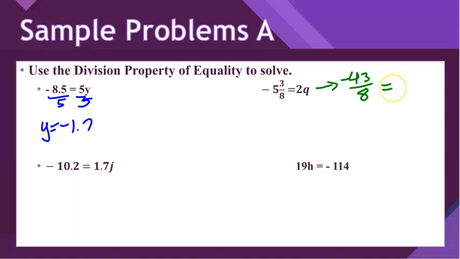And this is going to equal 2q, and I'm going to make this 2q over 1. The opposite of multiplying by 2 is dividing by 2. And if I'm dividing by 2, what I'm really doing is multiplying by 1/2. So if I multiply the other side by 1/2, I'm now left with q equaling negative 43 over 16.